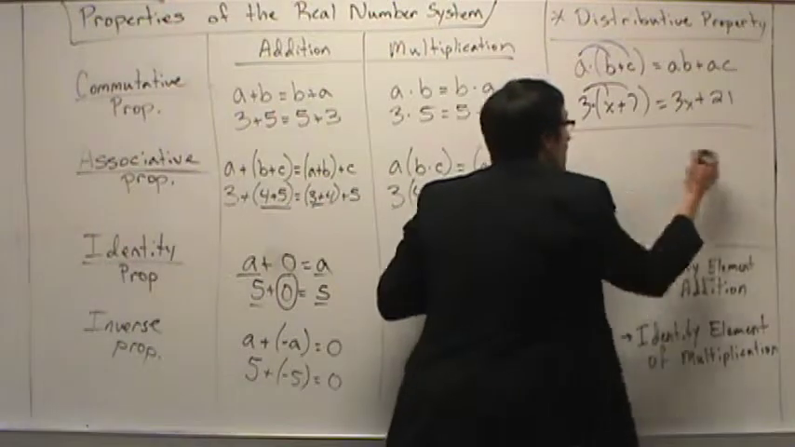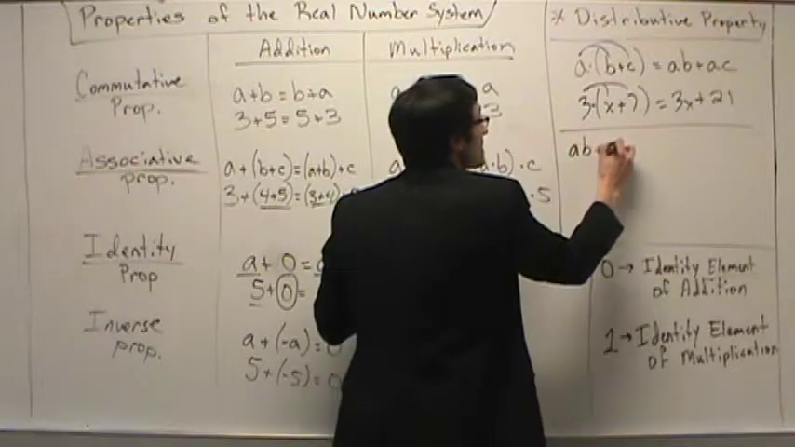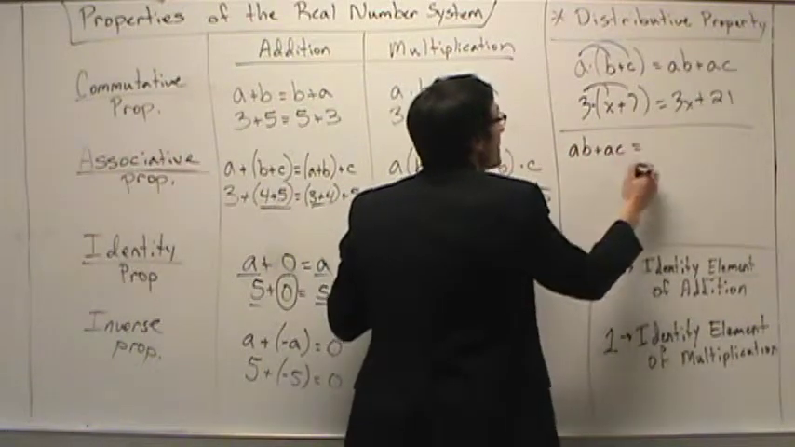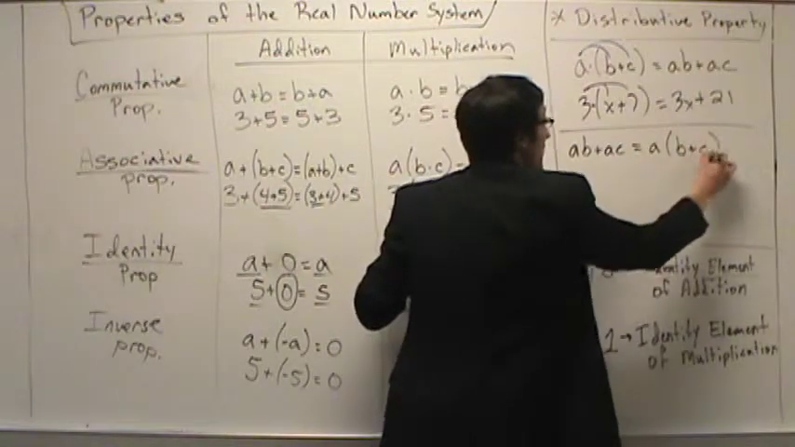Okay, so we look at this. We can also look at this backwards. You have to be able to see it both ways. Let's look at AB plus AC. This is also the distributive property. It's the same thing. We can take the A back out and say that this is A times the quantity B plus C. Here, I will help you see it.